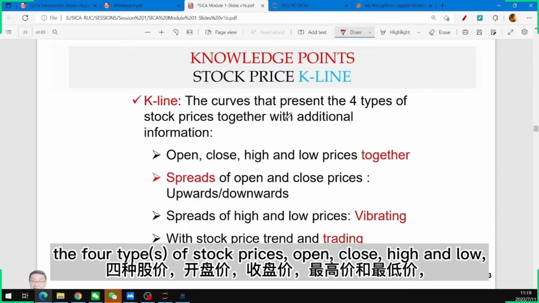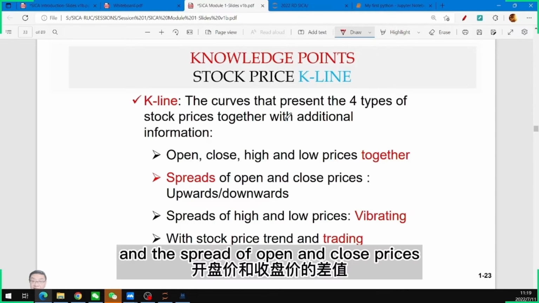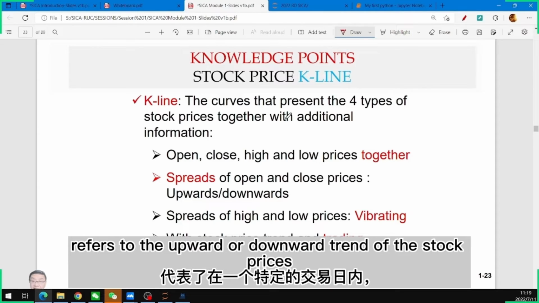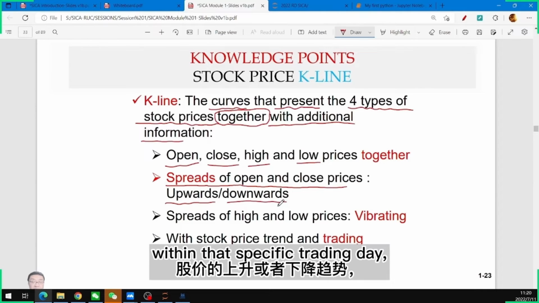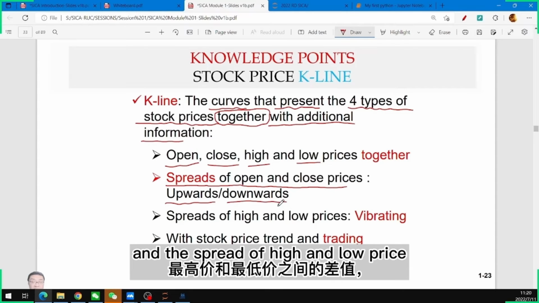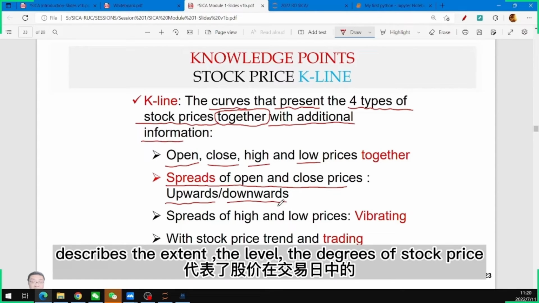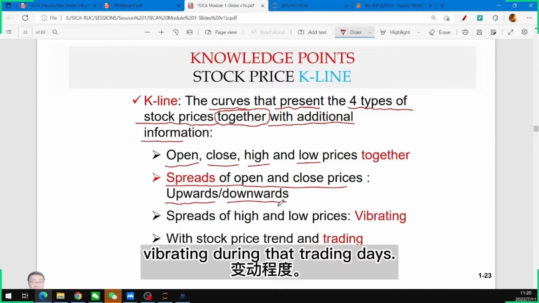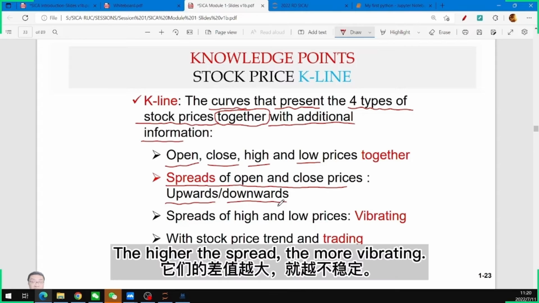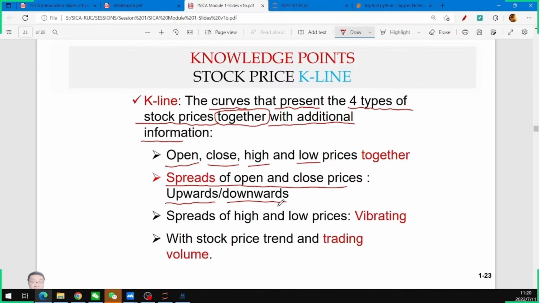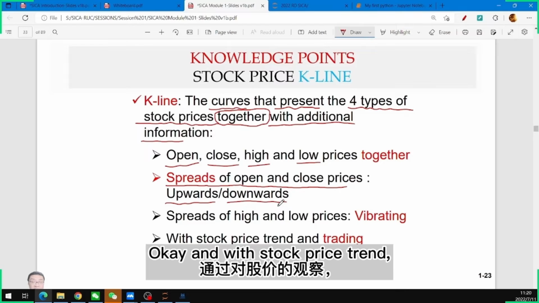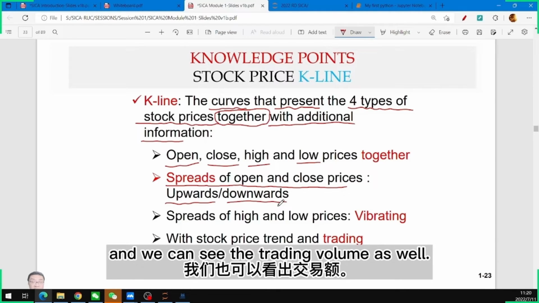So the four types of stock prices: open, close, high, and low. The spread of open and close prices refers to the upward or downward trend of these stock prices within that specific trading day. And the spread of high and low price describes the extent, the level, the degrees of stock price vibrating during that trading day. The higher the spread, the more vibrating. Okay, and with stock price trend, we can see the trading volume as well.